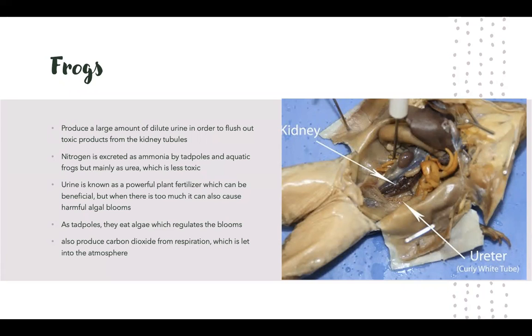Urine is known as a powerful plant fertilizer, which can be beneficial, but when there's too much, it can also cause harmful algal blooms, which can deoxygenate the water and cause the death of many organisms in the ecosystem. As tadpoles, frogs eat algae, which regulates the blooms. Frogs also produce carbon dioxide from respiration, which is let into the atmosphere.